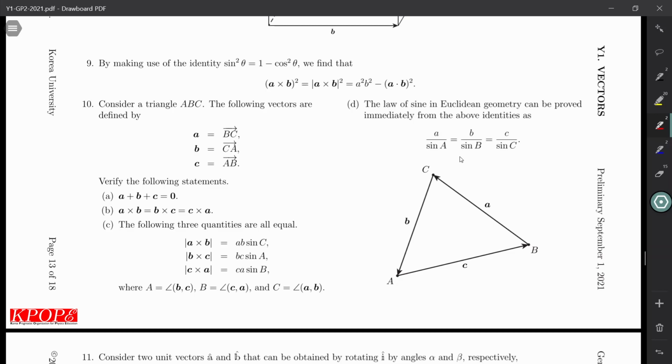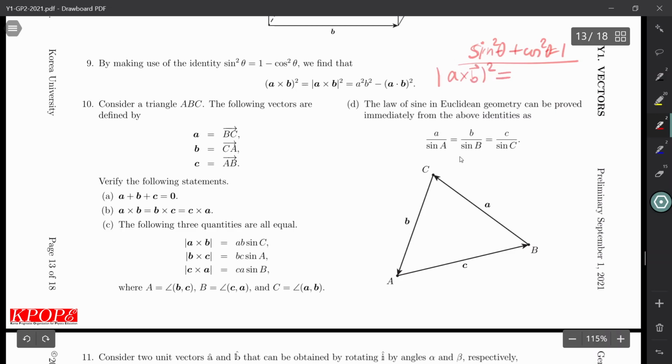This is based on the Pythagorean theorem, sine squared theta plus cosine squared theta equals 1. It is straightforward to find that this is related to multiplying vector a and vector b squared. We mean the absolute value of a cross b, squared. This is a squared b squared sine squared theta, where theta is the angle between a and b. A dot b squared is a squared b squared cosine squared theta. So we make use of this to verify this relation.